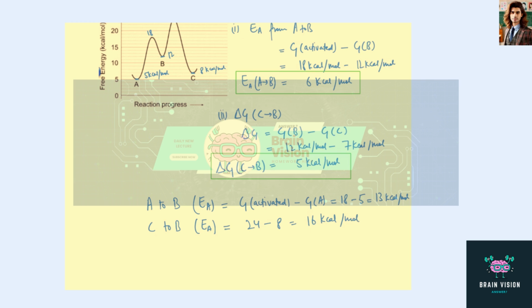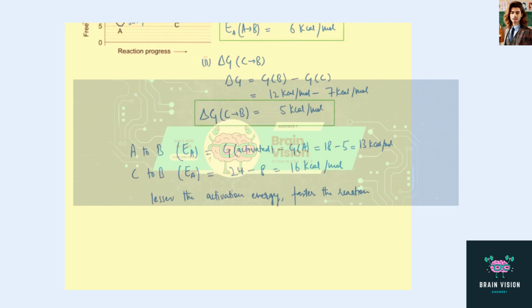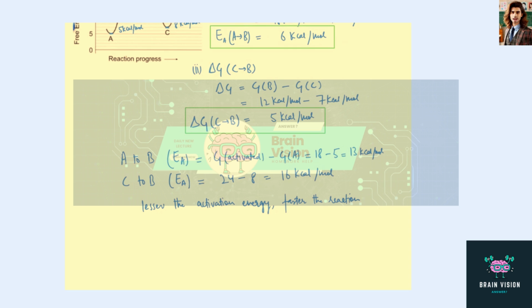Now since lesser the activation energy, faster will be the reaction. Therefore we can say that this reaction, that is the reaction A to B, will be faster. Therefore A to B will be a faster reaction.